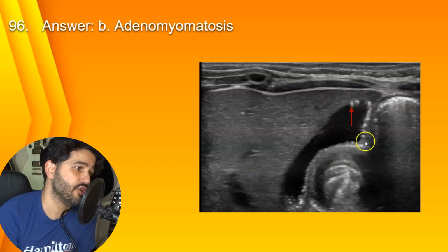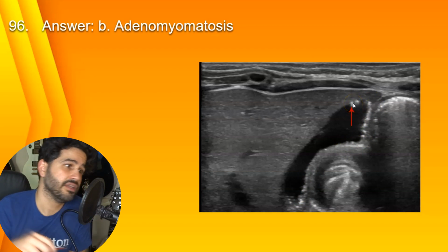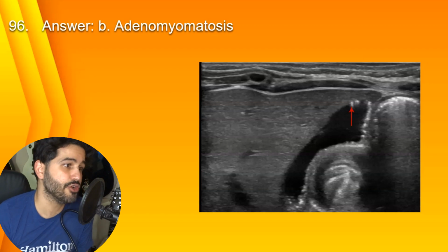So here's your gallbladder, and it's got all these echogenic spots with ring down artifact here. And those are usually biliary crystals that get stuck in what's called the Rokitansky-Aschoff sinuses. So adenomyomatosis.